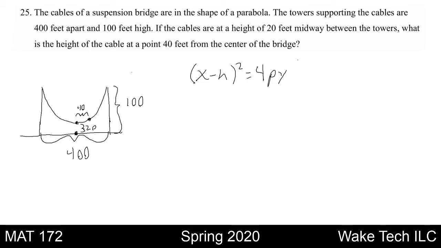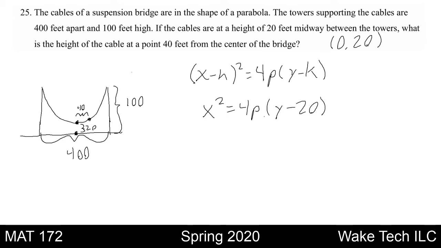Now the center, I need, instead of just y, I need y minus k there. There we go. If you notice, the center is just 20 feet right above the origin, and that means that h and k are 0, 20. So we can set this to be x minus 0 is just x, so we have x squared equals 4p times y minus 20. Alright, the only variable we have left is this p, but we don't know where the focus or directrix is of this parabola.